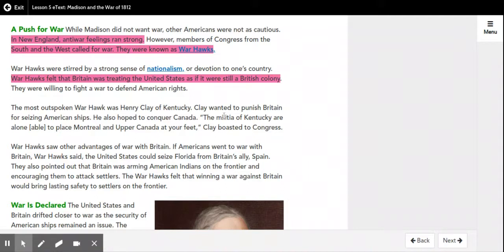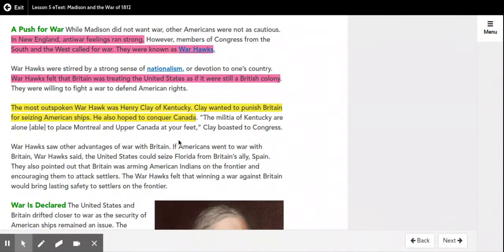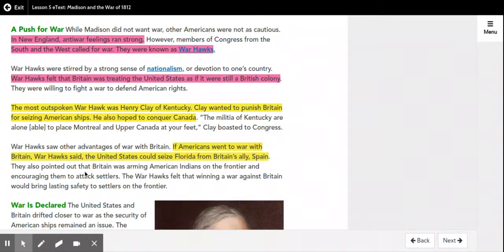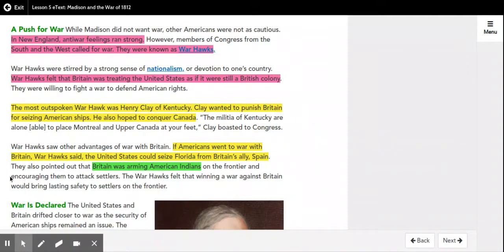War hawks saw other advantages of war with Britain. If Americans went to war with Britain, war hawks said, the United States could seize Florida from Britain's ally, Spain. They also pointed out that Britain was arming American Indians on the frontier and encouraging them to attack settlers. The war hawks felt that winning a war against Britain would bring lasting safety to settlers on the frontier.